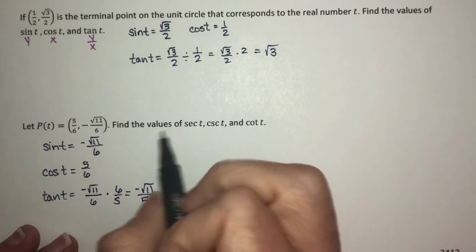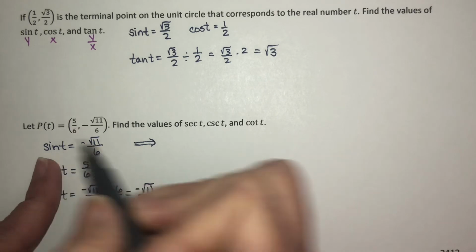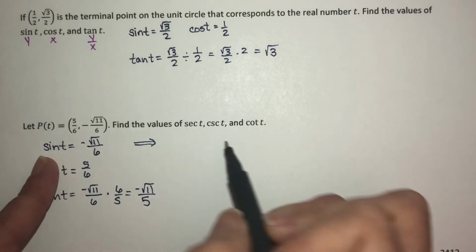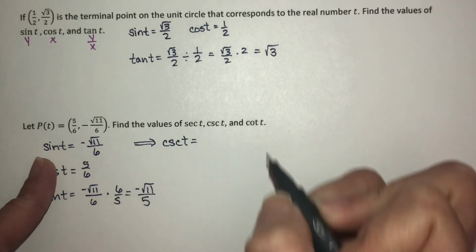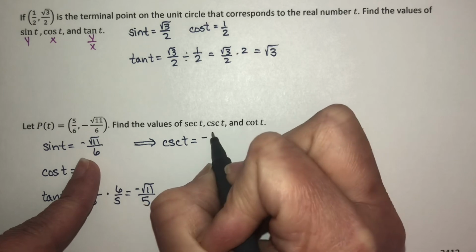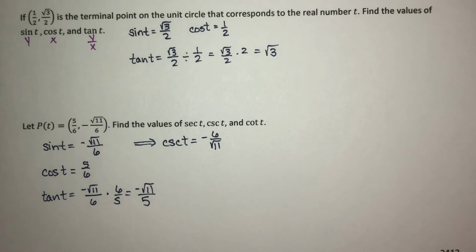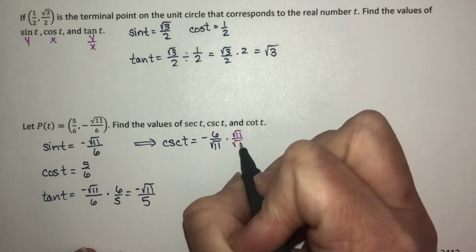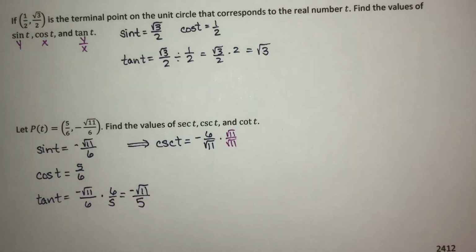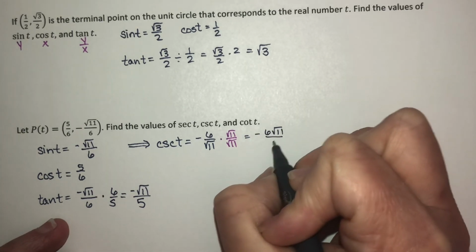Now let's find these. Sine of t, its corresponding reciprocal. Remember, everyone needs a co, so this goes with cosecant. I take the reciprocal of this, which is negative 6 over square root of 11. Now these, like I said before, are almost always rationalized, which means you multiply the top and bottom by that denominator. And it becomes negative 6 square root of 11 over 11.